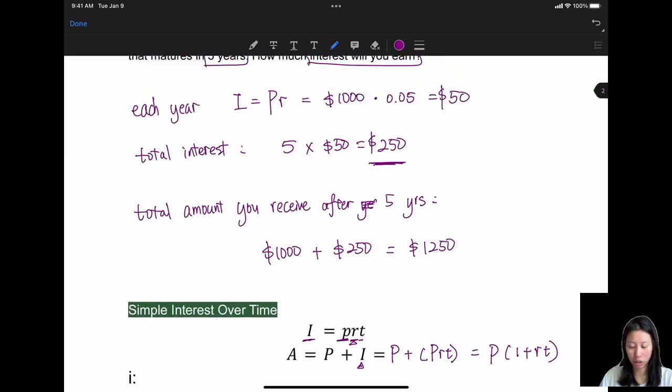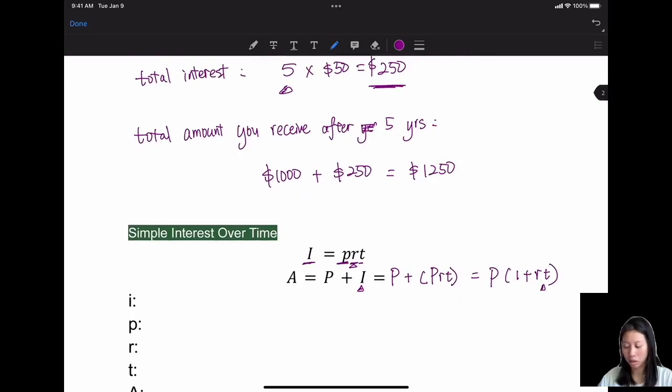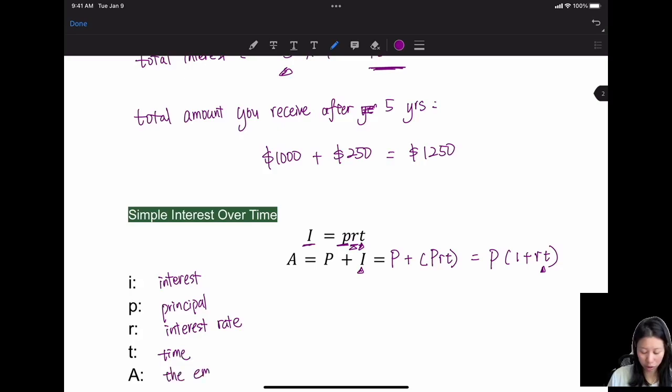We pull the P out, we have 1 plus R times T. Look at what we got here. We got the first year's interest, which is $50. And since there's totally 5 years, we need to times 5, which is the time. So that's why here we times T. I stands for the interest. P again is the principal. R is the interest rate. T is the time. A is the end amount.